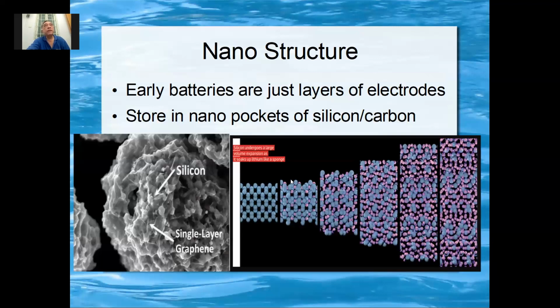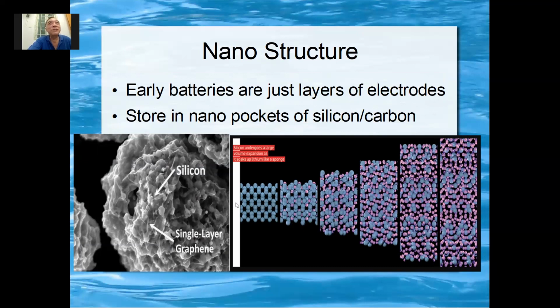So how to prevent dendrite? Now people talk about nano this, nano that. For example, instead of having a layer of lithium, now they store lithium inside small little pockets. You can see the difference here, silicon, graphene, all this. I can't see the difference. I don't understand. But anyway, there's a structure to show you.